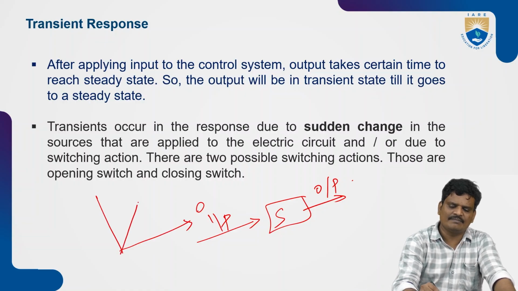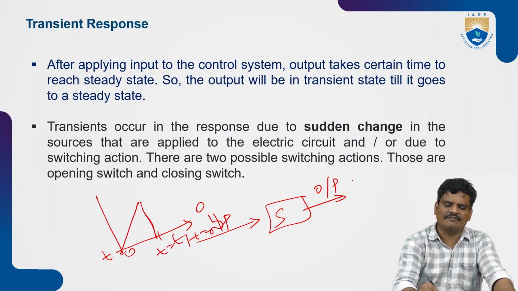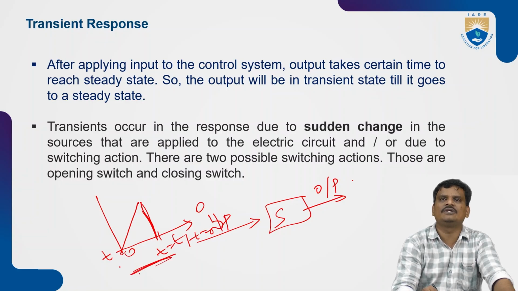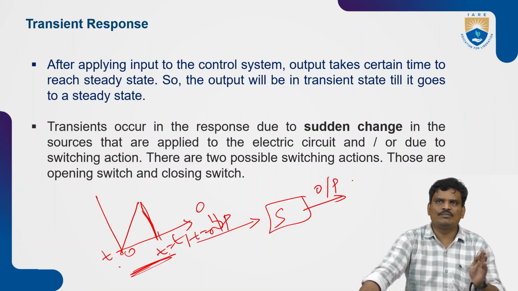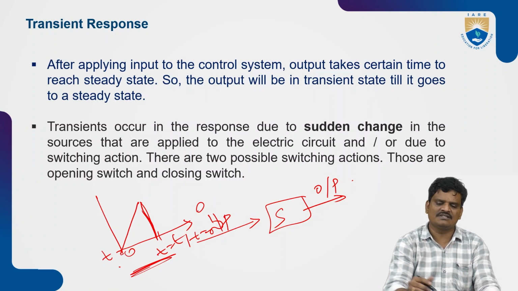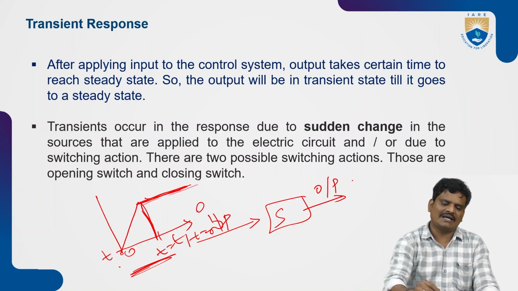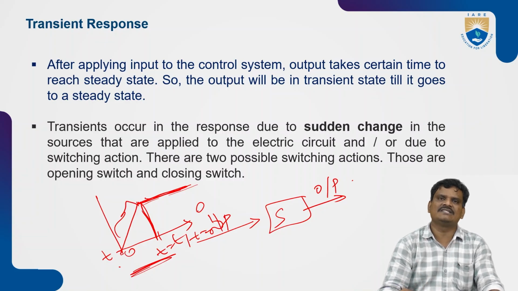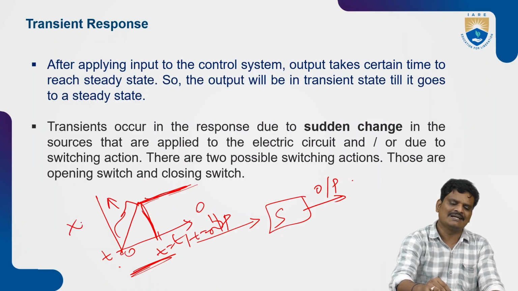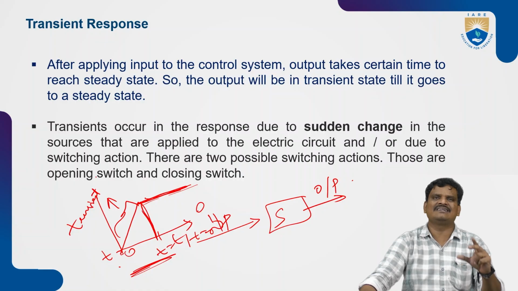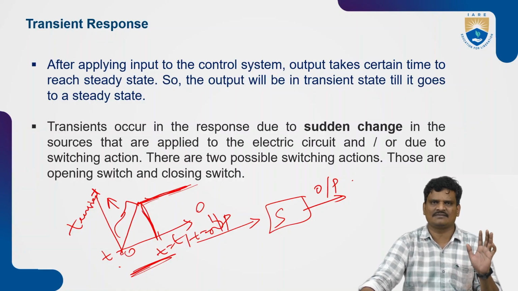So, let me say t equal to 0, t equal to infinity, and at t equal to t1. From t equal to 0 to t equal to t1, the output is taking a certain time to reach the steady state condition. After crossing t1, it completely becomes a steady state value. The time taken to reach this steady state is considered as the transient state, and the response obtained in that transient state is considered as the transient state response.